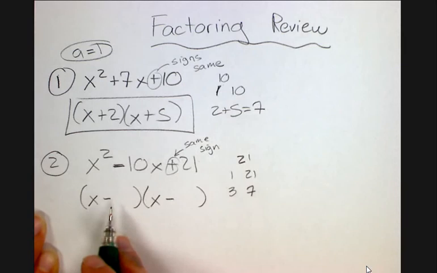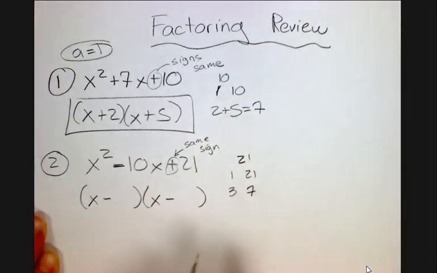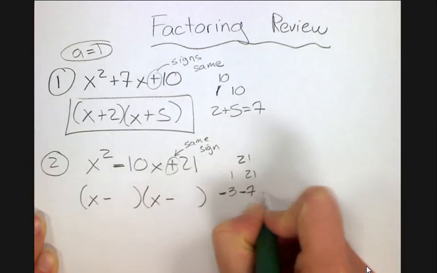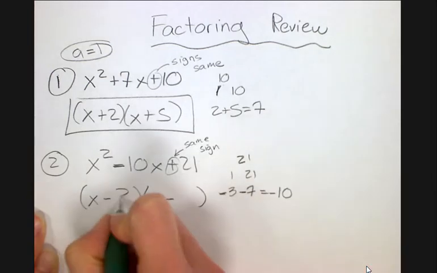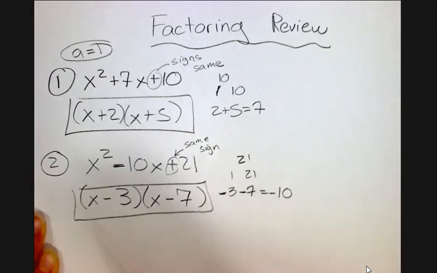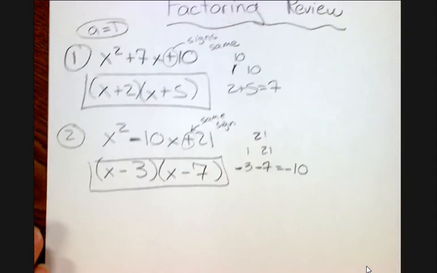They're both going to be negatives. And which ones add up to be 10? Well, we'd have to do negative 3 minus 7 equals negative 10. So this will be 3 and 7 to have our answer of x minus 3 and x minus 7. Let's do one more example when a equals 1.